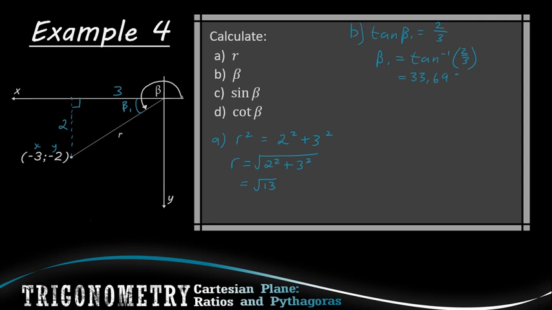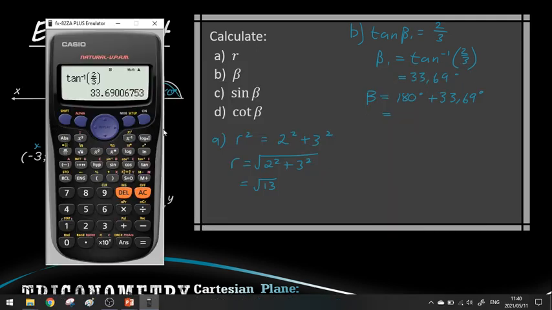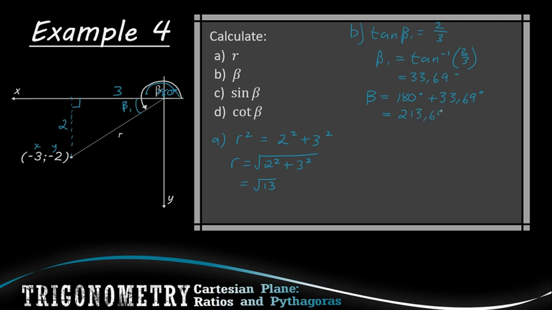Now, remember, this is now the whole angle. And we know this is a straight line. This from here to here is 180 degrees. So to find the entire beta, we're going to say 180 plus the beta 1 value. So the total of beta is 180 plus the 33,69 degrees, and if I just add 180 here, then I get 213,69 degrees.